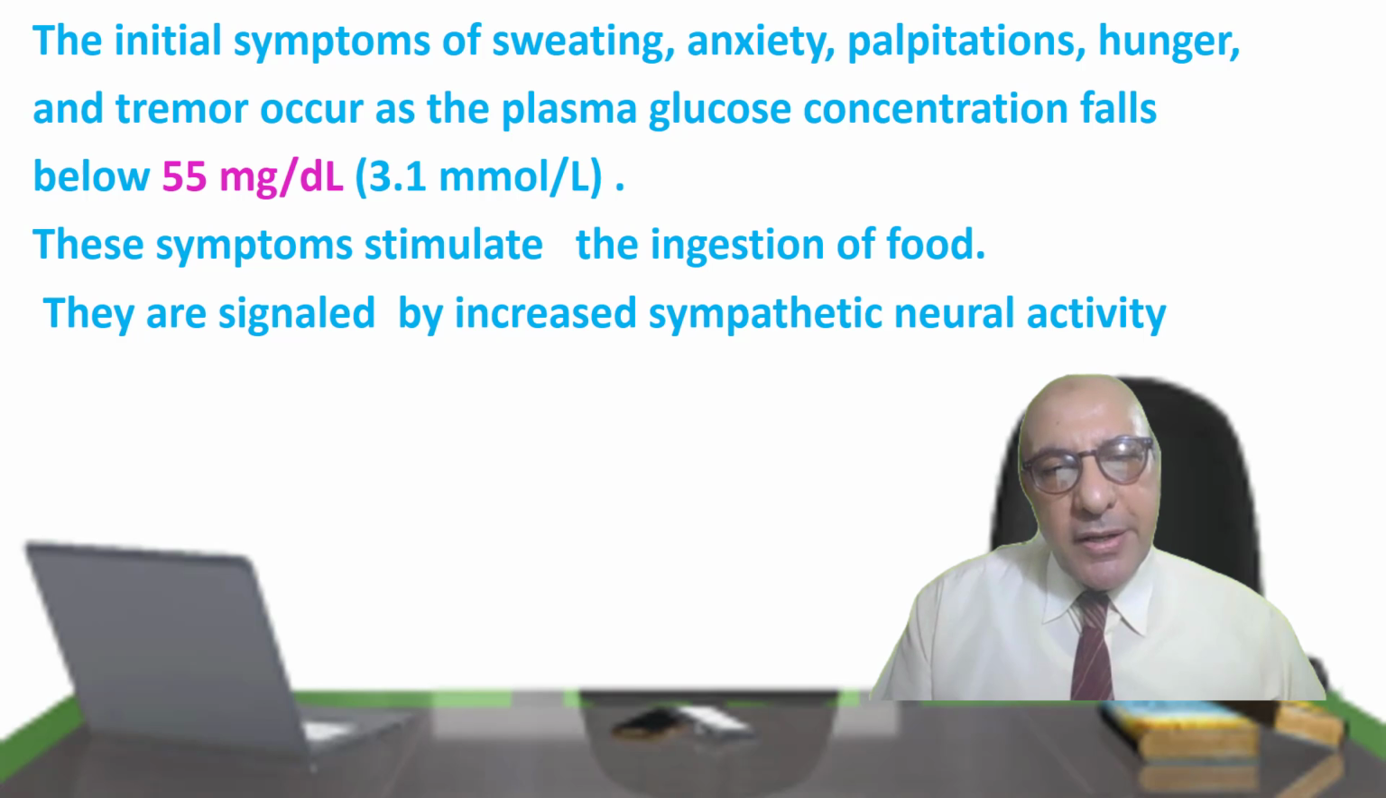The mediator mechanism for this is the stimulation of the sympathetic neural activity, which will stimulate the desire to have sugary fluids or carbohydrate to correct the hypoglycemia. This is a very important part, as we will see later on, in how these corrective responses in diabetic patients happen.